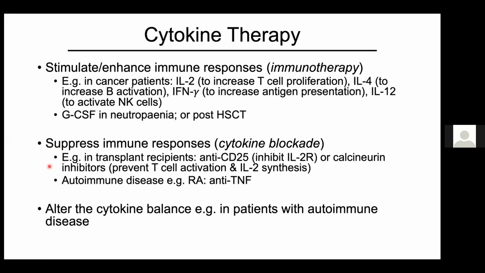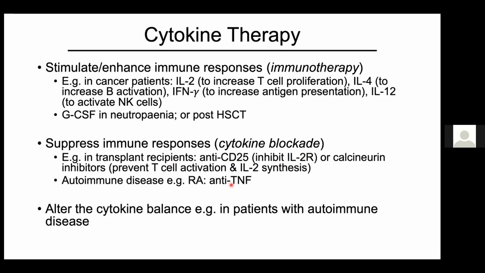You can also use cytokines to block or suppress immune responses. That would be cytokine blockade. For example, we give transplant patients an antibody against CD25, which is the interleukin 2 receptor, so that even if they're getting rejection responses and their T cells are being activated to produce interleukin 2, you block the receptor so that they don't have any effect of these activated cytokines.